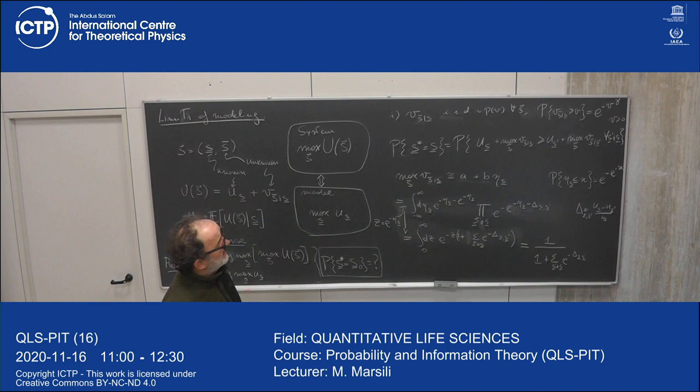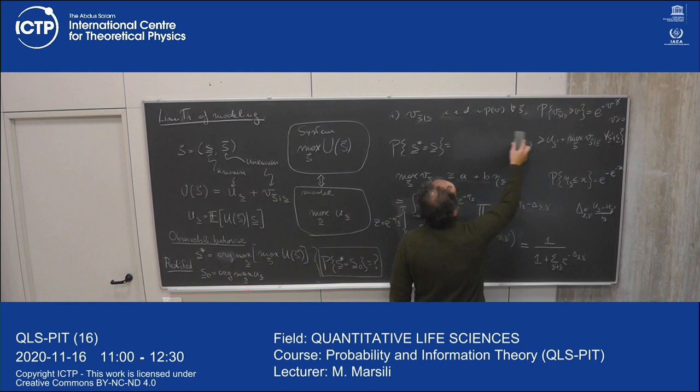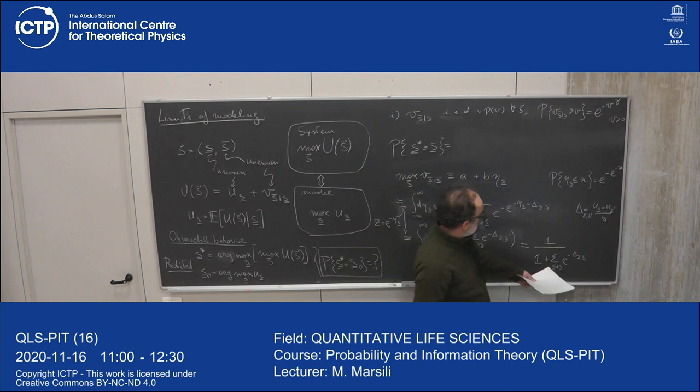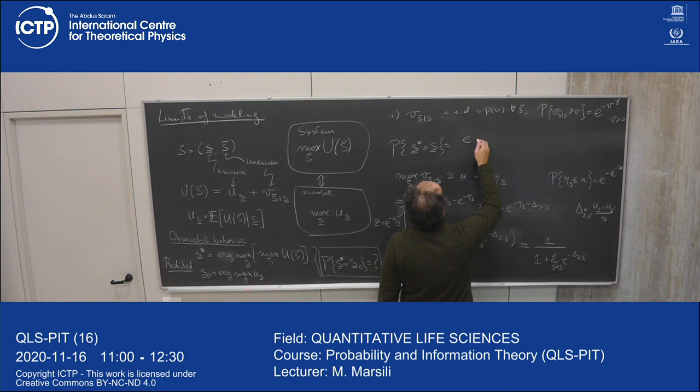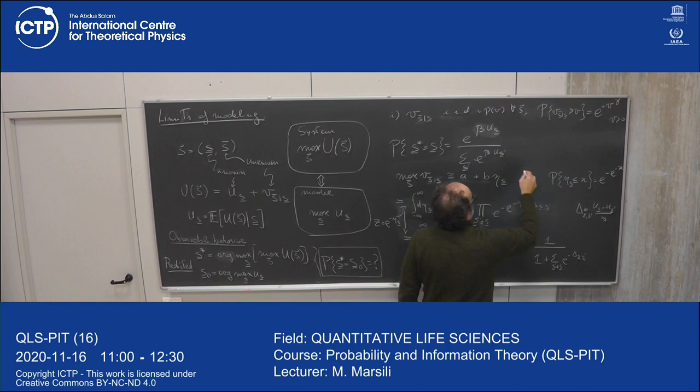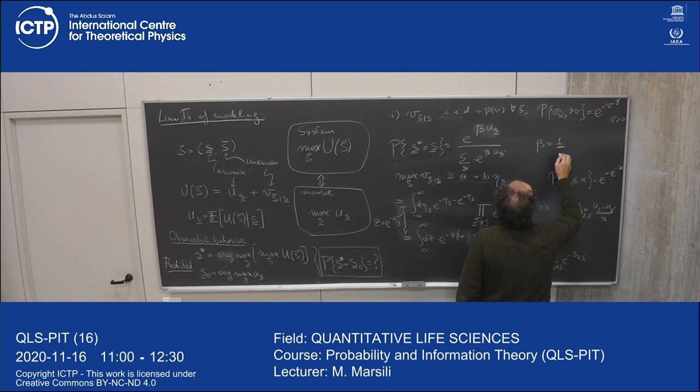Okay, so you see that then we have an explicit form of this probability in terms of things that we know. So if I rewrite the expression of delta here, then you can check that this becomes e to the beta times u of s divided by the sum over s prime of e to the beta times u of s prime, where this beta is now 1 over b.